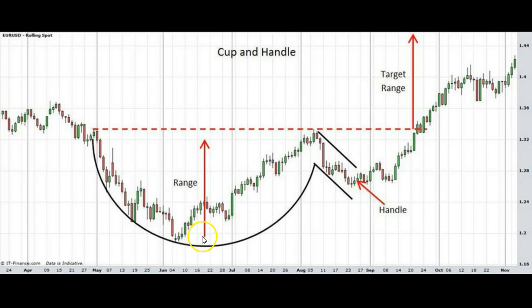So if you look at, again, the range and the target range, something hardly anybody ever talks about, your target is always going to be the distance from the bottom of the cup to the horizontal. Okay, and you can see that played out here to some degree. I don't actually know if this kept going.